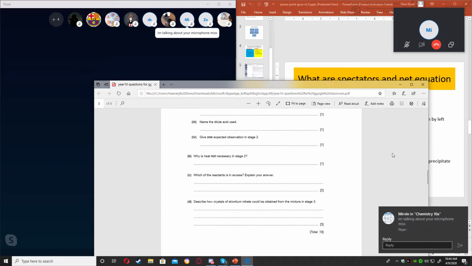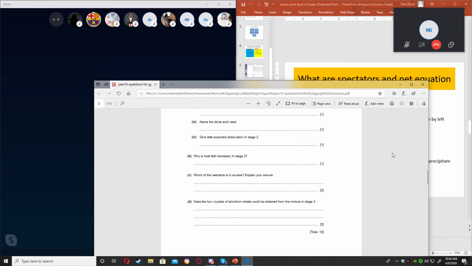So, which one is in excess? Which of the reactants is in excess? Aza, what do you think? Which of the reactants?